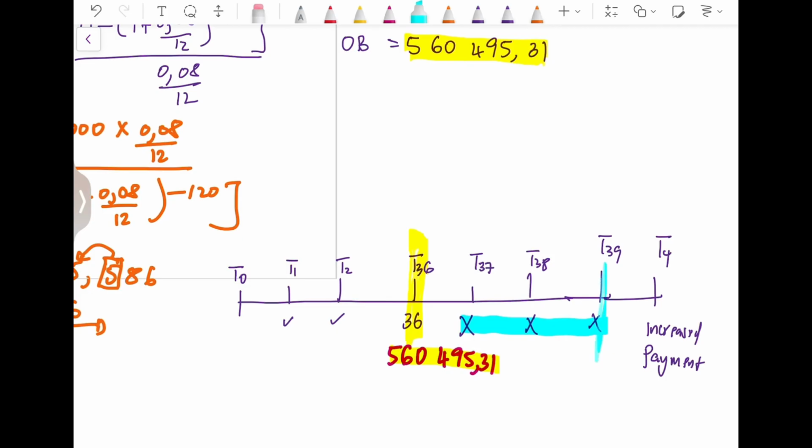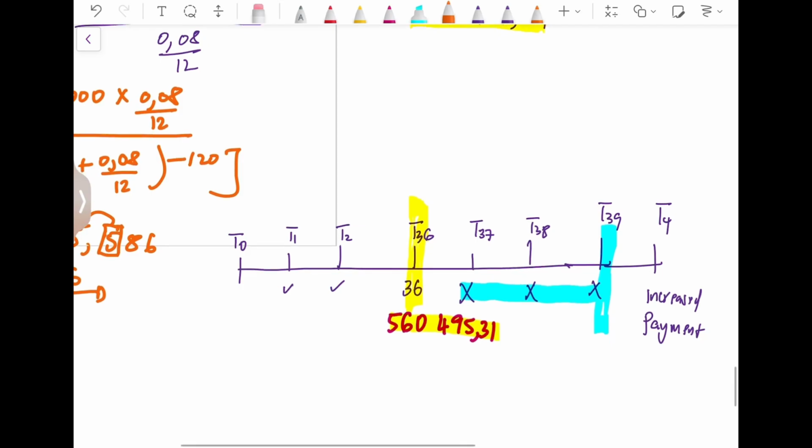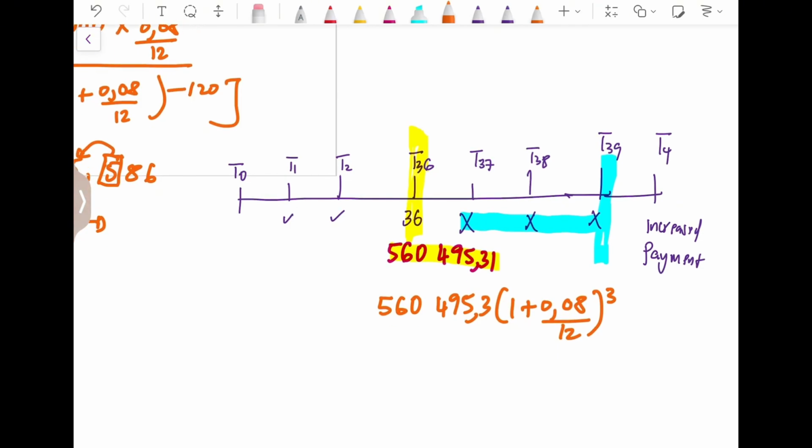So let's get our new loan amount at T39. So we are going to grow this amount by 3 months, where there are no payments that are being made. So we are going to say 560,495.31 times (1 plus 0.08 over 12) to the exponent, for how many months? It is for 3 months. Now, we are going to get the loan amount at T39.